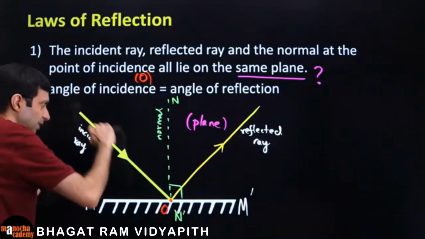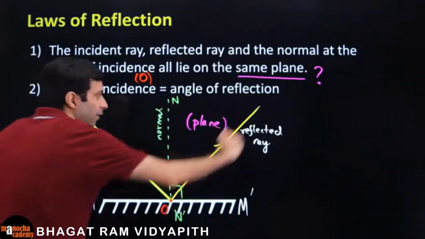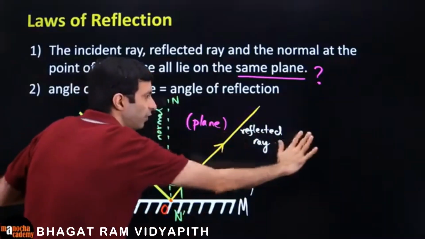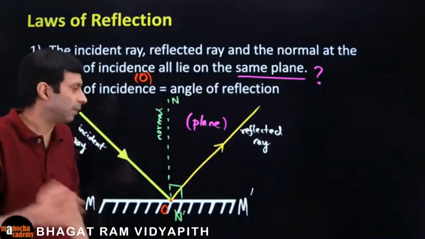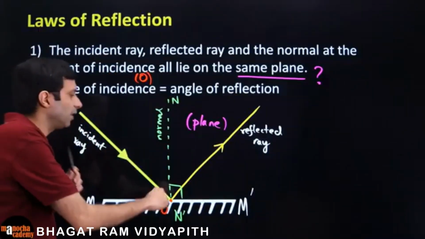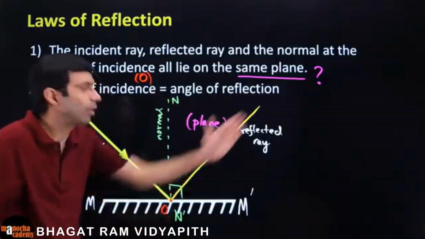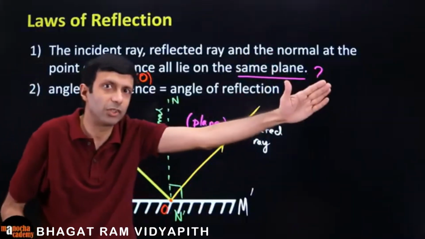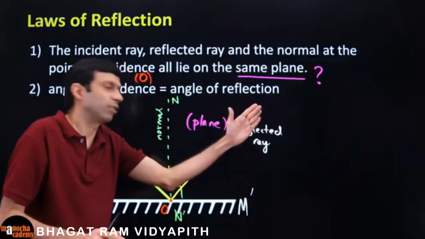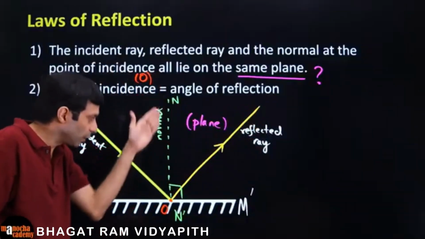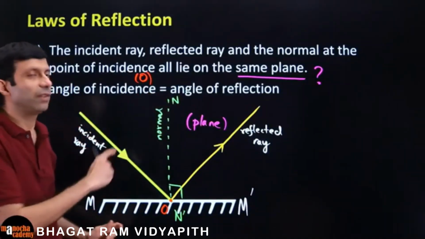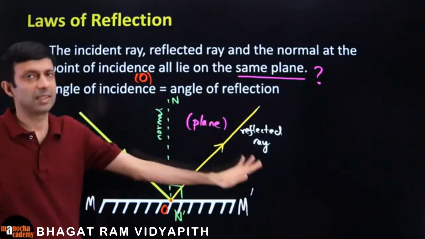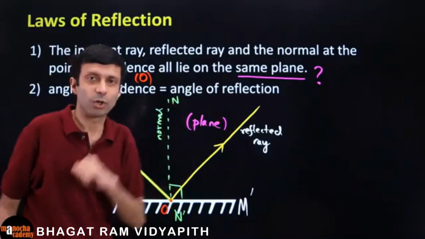Because can you see the incident ray, the normal and reflected ray are all lying on this flat digital board. What does it mean that they are in the same plane? Is it that incident ray is like this and reflected ray is coming out in 3D, coming out of the digital board? No, it is lying on the same flat surface. Normal also is drawn on the same flat surface. It is not outside, correct? So this is a very important concept, that this is the plane here. Okay, so first law is done.